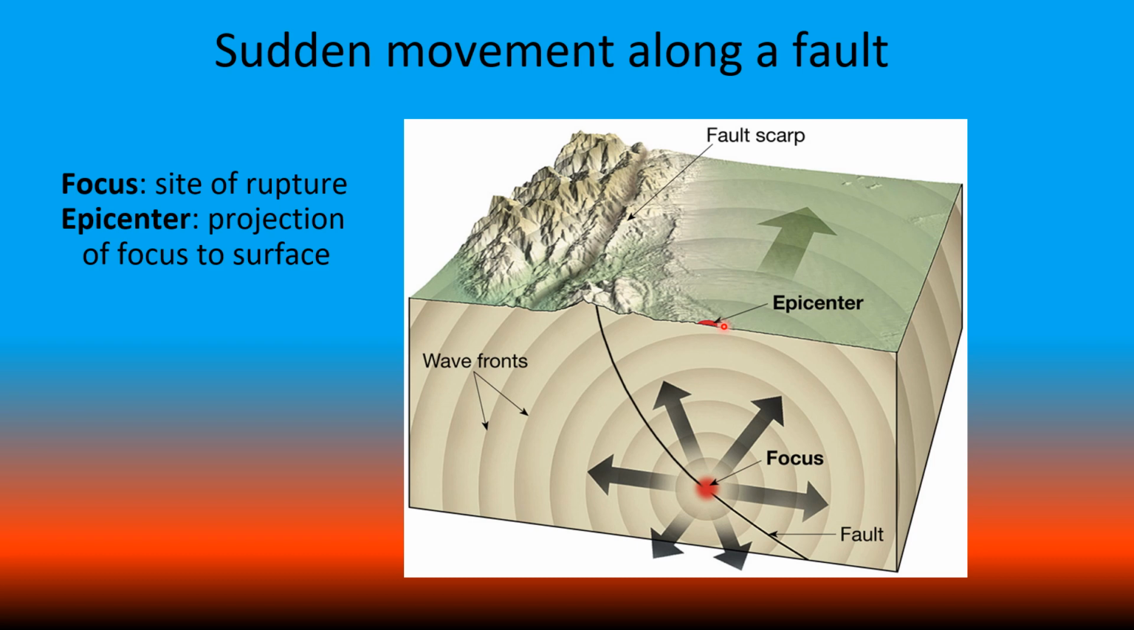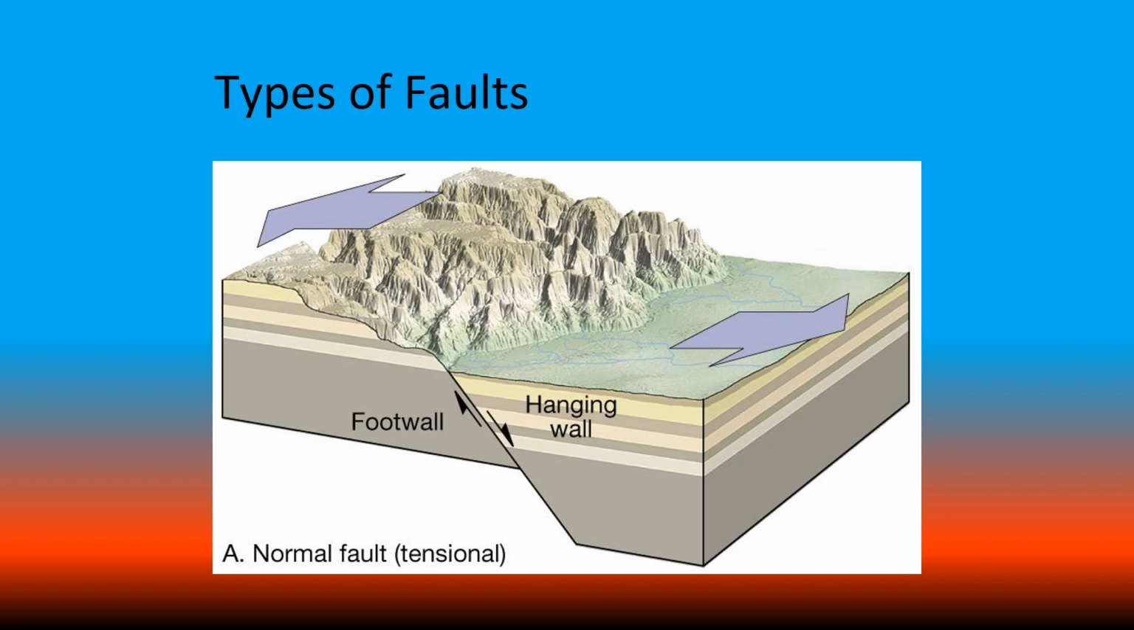So here, let's get into the types of faults. This first one here is called a tensional or normal fault. I also call these extensional faults. Take a look at these arrows here and think about what kind of plate boundary we might see a fault like this at. So if you said divergent boundary, you'd be correct.